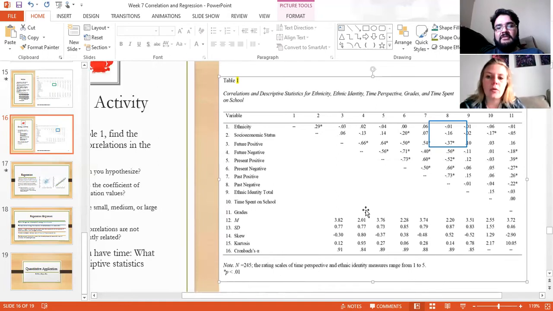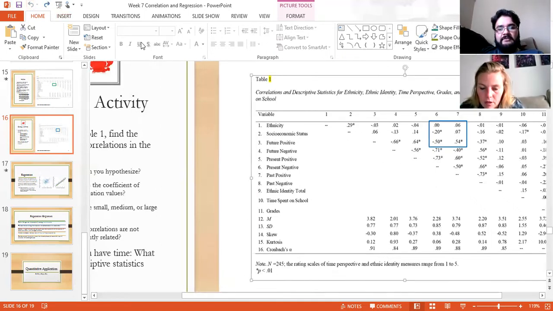Okay, so let's go into the box. Ethnicity has 0.00 with present negative. So ethnicity has no significance on present negative. And that means they do not correlate, and that they don't affect one another. That's the ultimate meaning of it, right? Okay.